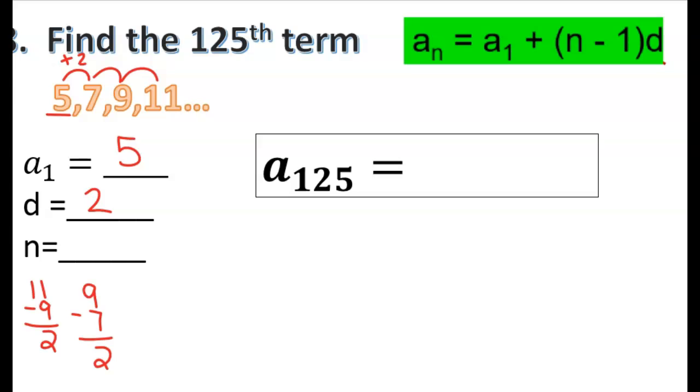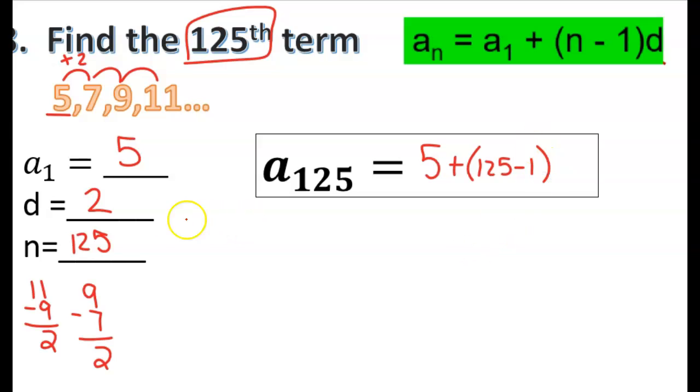And it tells me in the problem to find the 125th number in the pattern. And then I'm going to fill these numbers into this formula right here. It says A1. Right over here, I figured out that was a 5. Says N, I figured out right here, that's 125. And the common difference, the D number, is right here.